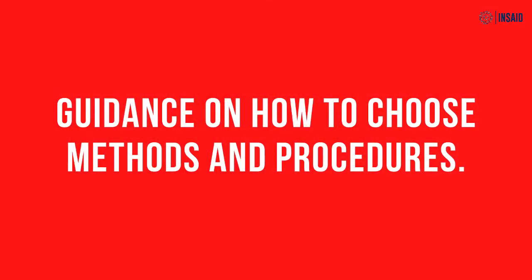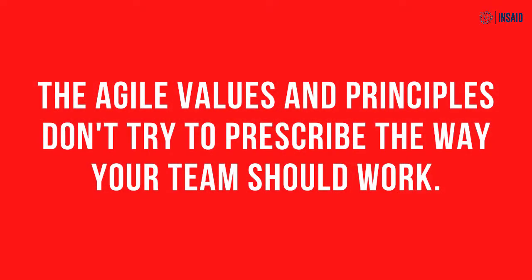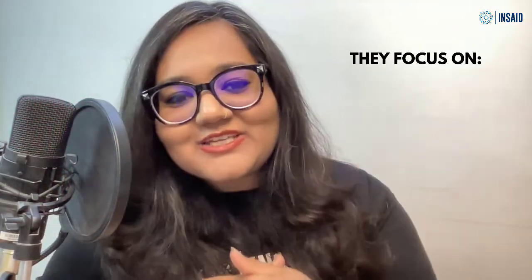Now, this might come as a surprise for many people because the video is titled What is Agile Methodology? But if you really take the time to look at Agile values and principles, you won't find any methodology there. Instead, what you will find is some guidance, some guidelines on how to choose methods and procedures that will work best for your team. The agile values and principles don't really try to prescribe the way your team should work. Instead, they focus on helping you and your team think and interact in ways that achieve agility.